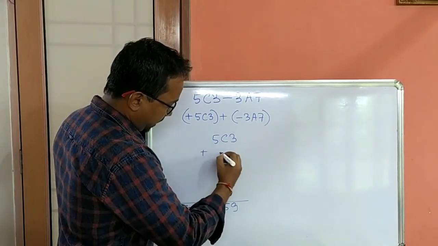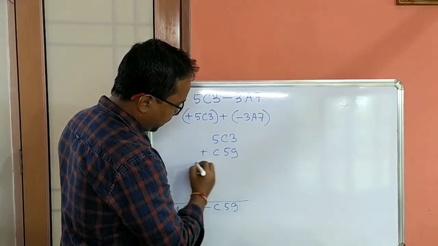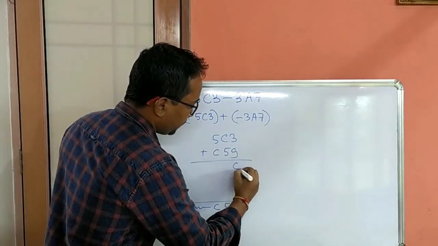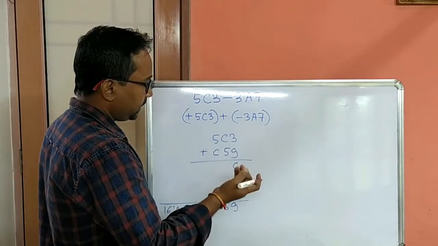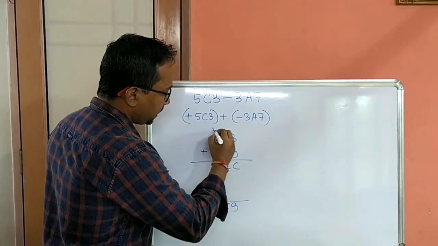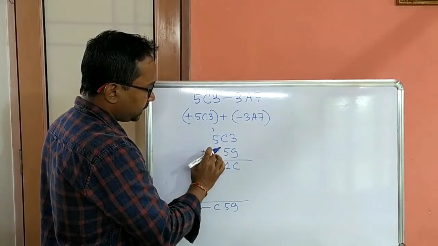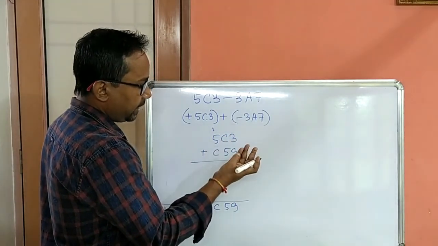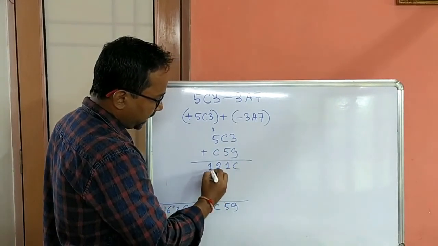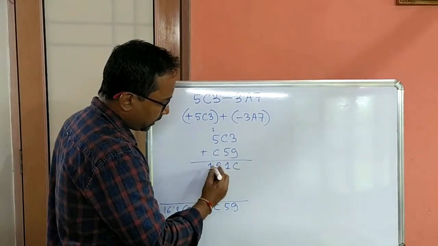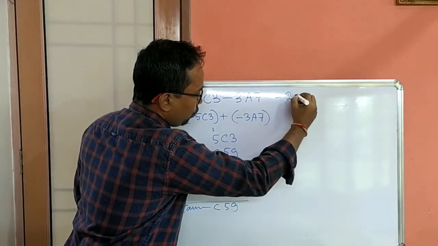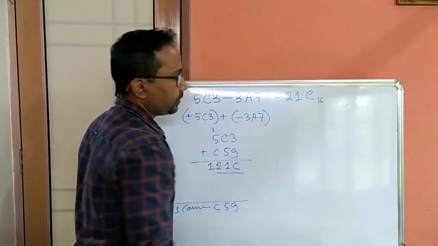5C3 plus C59. Now 9 plus 3: 9, A, B, C. C. Then C plus 5: C, D, E, F, 10, 11. Here 1 will carry this side. So that 1 plus 5 for 6. 6 plus C: C, D, E, F, 10, 11, 12. 12. So this is my extra digit. We have to drop it. Leaving that 1, it becomes 21C. So the answer is 21C base 16.